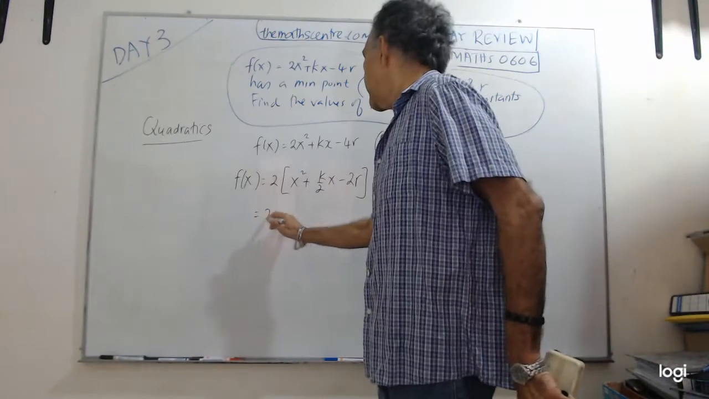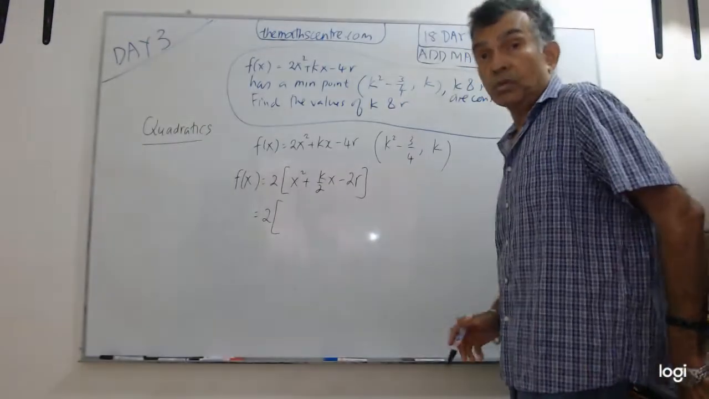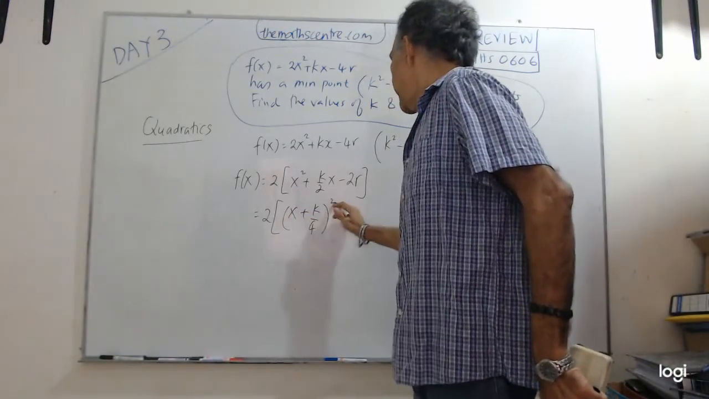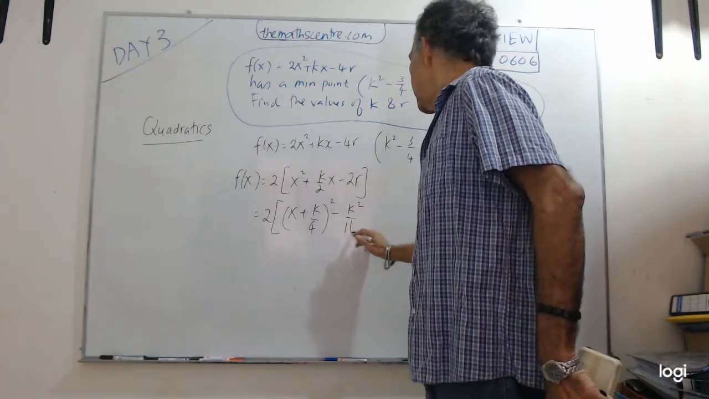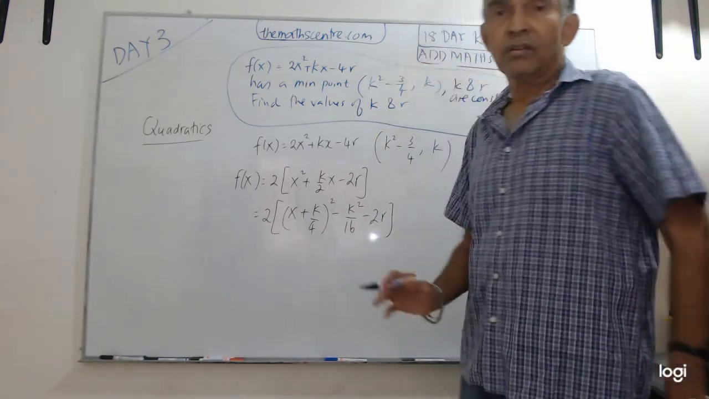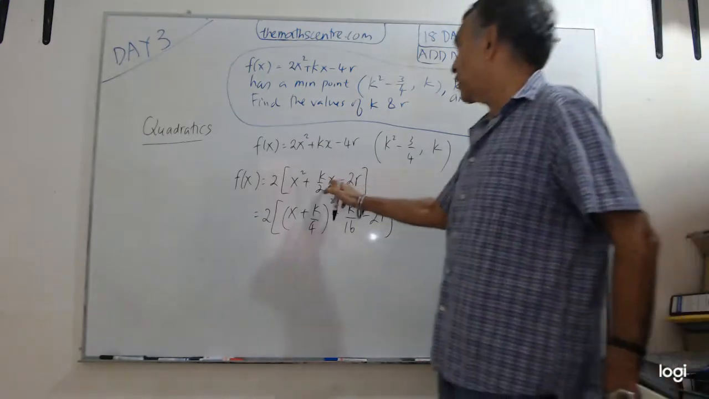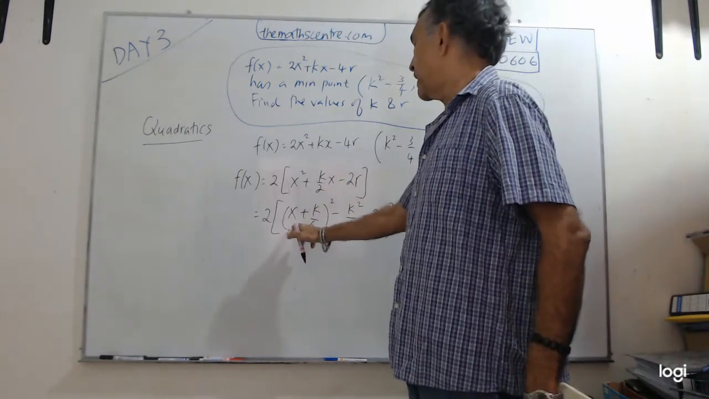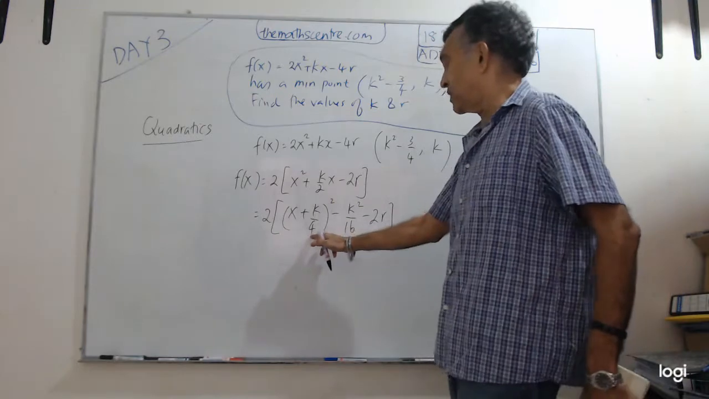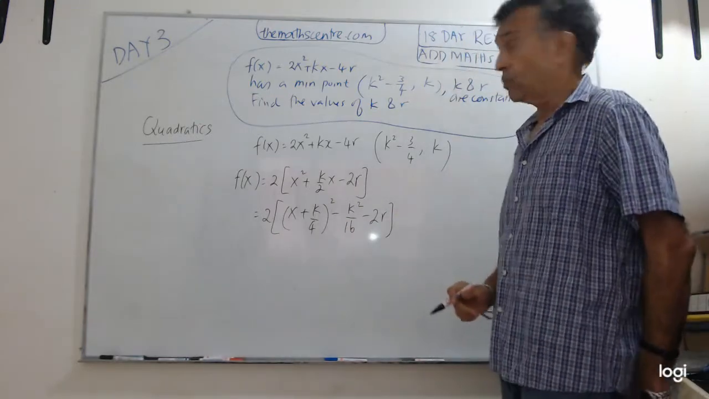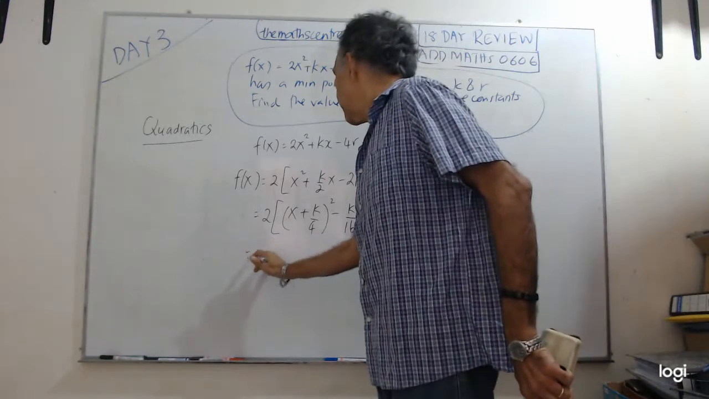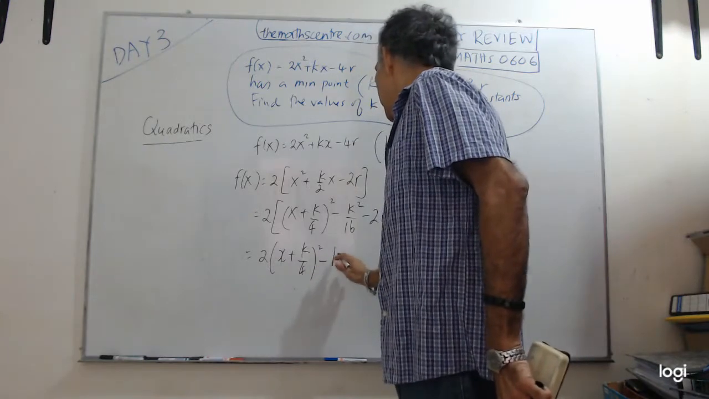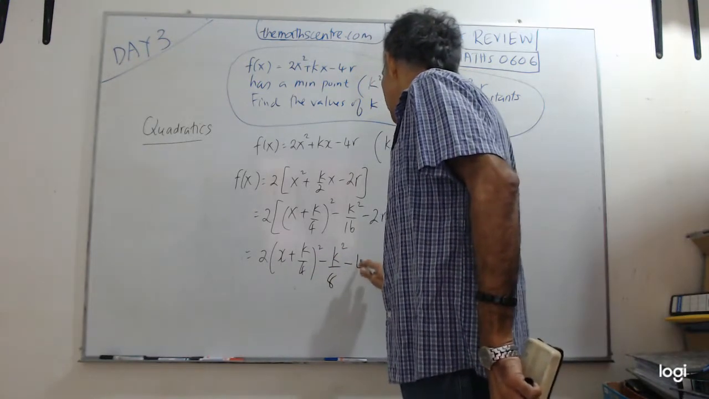Now I will look at the coefficient of x, which is k over 2, half it. So I have minus k squared over 16 minus 2r. No magic here, just completing the squares. Take the coefficient of x, k over 2, half it, you have k over 4, and then you plug that in, x plus k over 4, and then you square it, and you minus the square of this number, which is k squared over 16, minus 2r. Okay, so now let's bring the 2 inside. We have 2 times (x plus k over 4) whole thing squared minus k squared over 8 minus 4r.